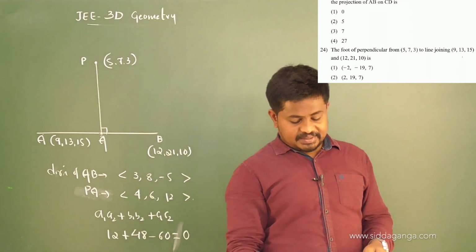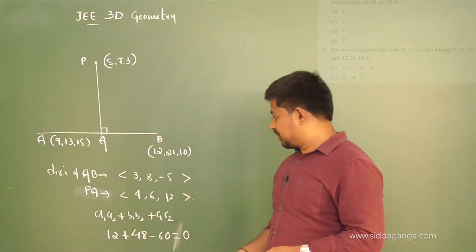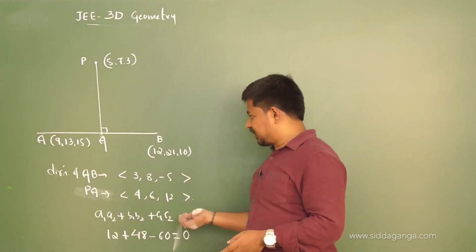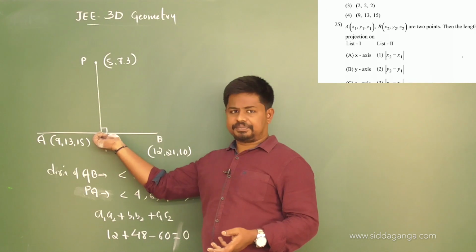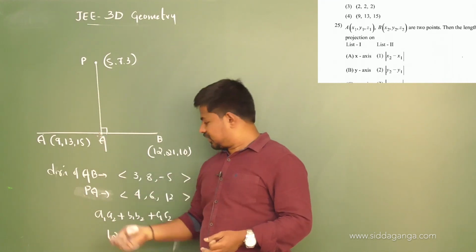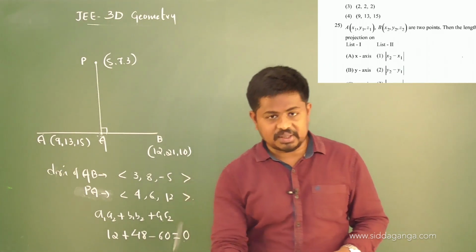Option 4, that is A itself, is the foot of the perpendicular using the condition A1 A2 plus B1 B2 plus C1 C2 equal to 0. You can check by taking B also in place of A, and you don't get the sum equal to 0. So option 4 is the correct one.